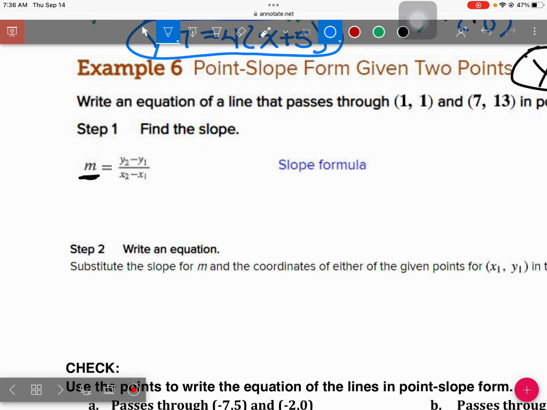You might have heard of it called the change in y, or delta. Yes, delta sometimes. Change in y over change in x. Delta means the change of y over change of x.